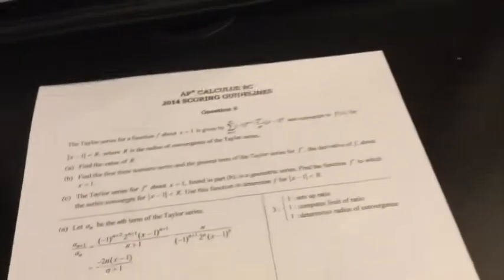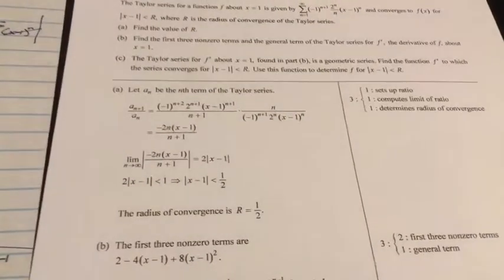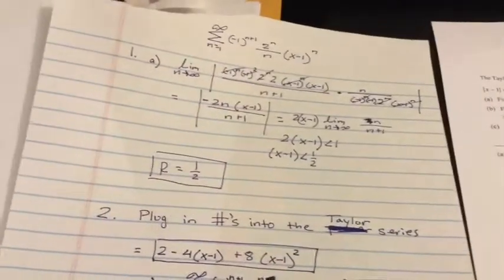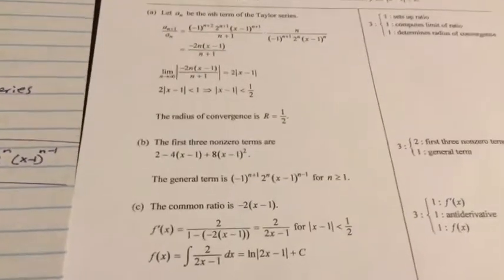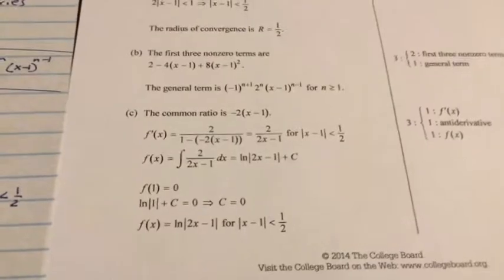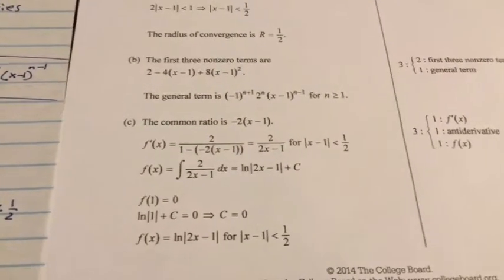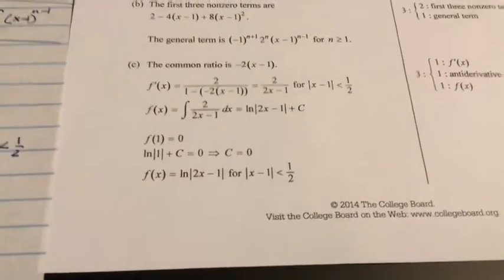And when we look back at the scoring guidelines, we can see that we have hit all these marks. We can see that we have determined R using the ratio test. We can also see that in the second part, we have determined the general term and the 3 non-zero terms. And lastly, we can see that we have completed this last problem correctly in finding what it converges to using the geometric series formula, a over 1 minus r, and then solving for c.